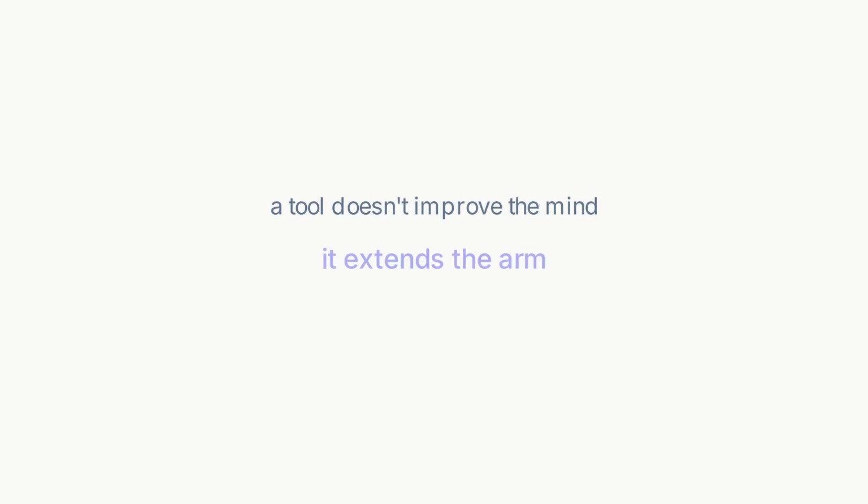And notice what tools really change. They don't make the model smarter. Its reasoning is exactly the same. What they change is its reach. A tool doesn't improve the mind, it extends the arm. That's a distinction worth holding onto, because it explains both why tools are so powerful and why they can't fix a model that reasons badly.